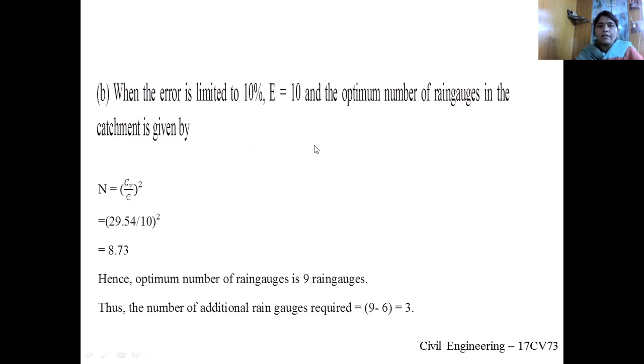But what error they have given us, 10%. When we use that, N, the optimum number of rain gauges, is equal to coefficient of variation divided by percentage of error 10%, that is 29.54 divided by 10 whole square, will give us 8.73. So we cannot take 8.73 as number of rain gauge stations. So it will be rounded to 9. Already existing are 6. Therefore, the number of additional rain gauges required are 9 minus 6 is equal to 3.